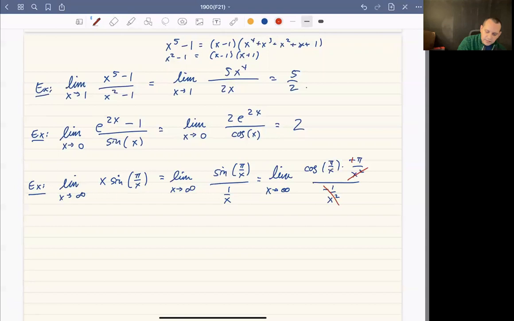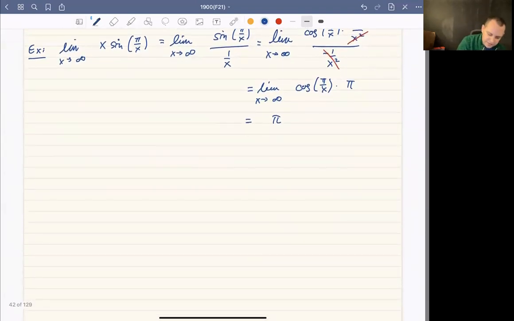And this is just going to be the limit as x approaches infinity of cosine of pi over x times pi. And that's perfectly well defined. Pi over x still goes to 0. Cosine of 0 is 1. So altogether, this is going to be 1 times pi, or just pi. So it turns out that's what the limit is going to be there. Okay, so that's the limit as x goes to infinity.